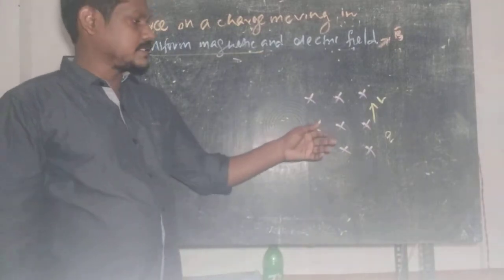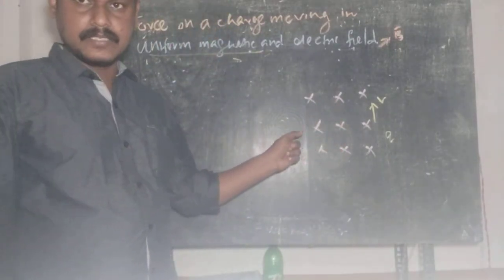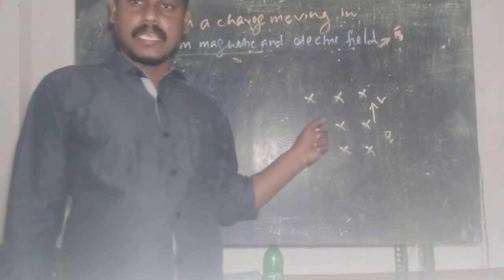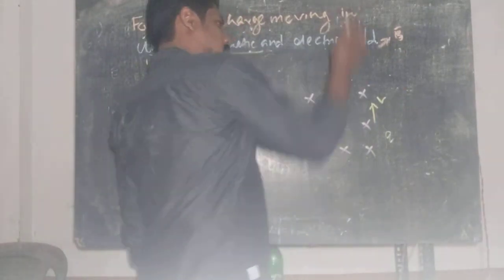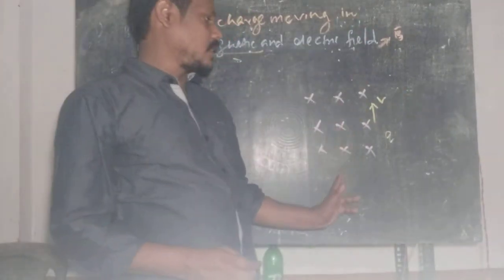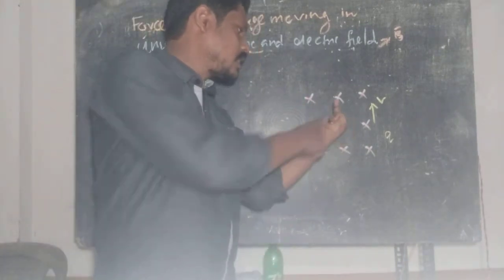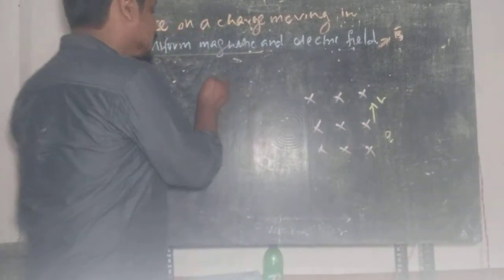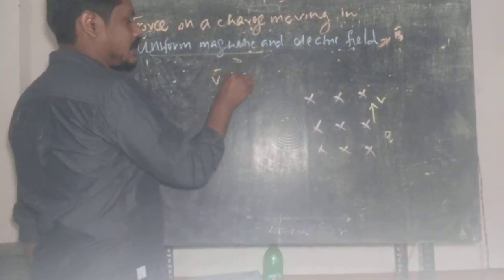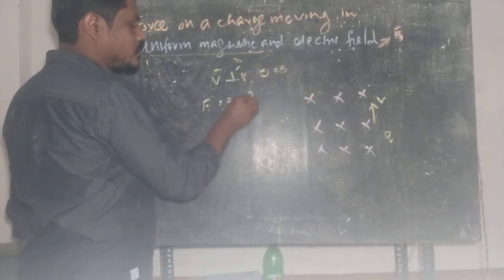Now let in space there is a magnetic field pointing into the plane of the board, as it is shown by the cross marks. Here the magnetic field is pointing into the plane of the board, and let charges be moving along the plane of the board, perpendicular to the direction of magnetic field. So magnetic field is into the plane of the board and this charge is moving along the board. So now the angle between the velocity and the magnetic field is 90 degrees. So force is F equal to QVB.